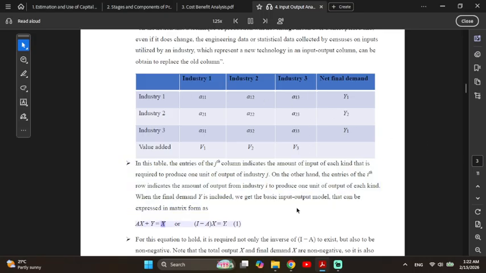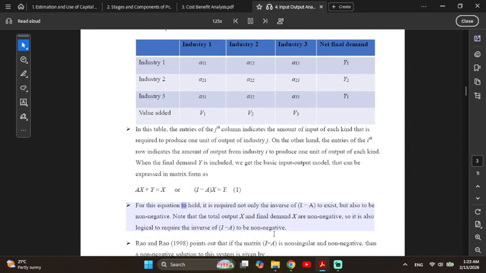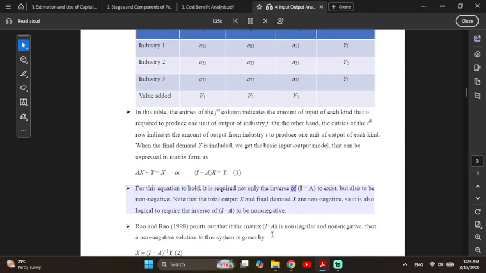as AX plus Y equals X, or (I - A)X equals Y (1). For this equation to hold, it is required not only that the inverse of (I - A) exist, but also that it be non-negative. Note that the total output X and final demand Y are non-negative, so it is also logical to require the inverse of (I - A) to be non-negative.